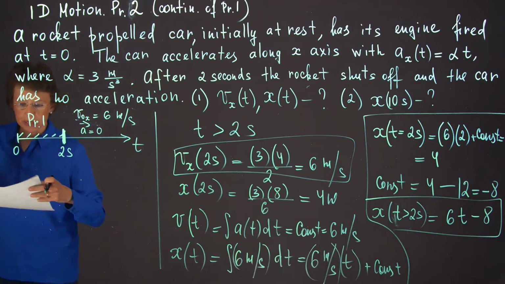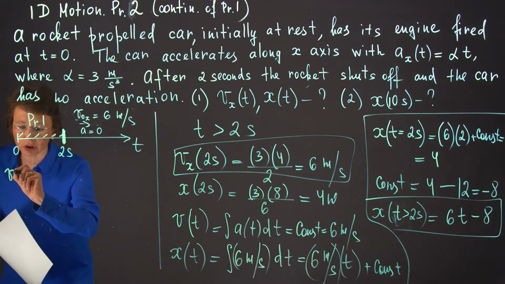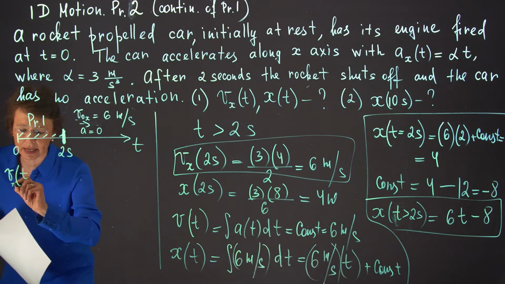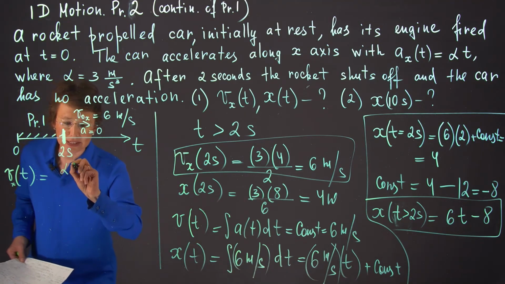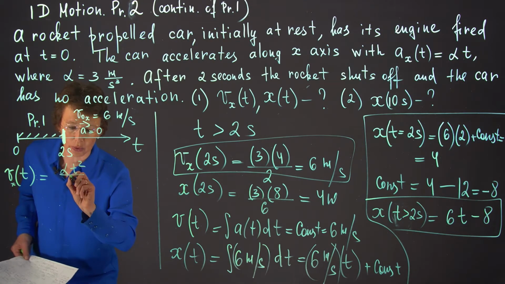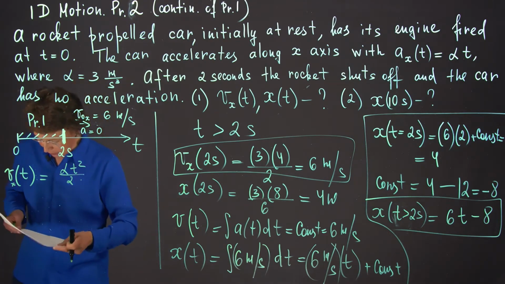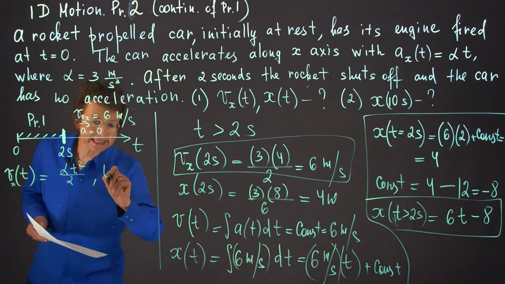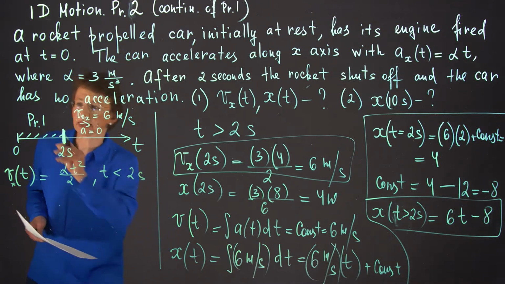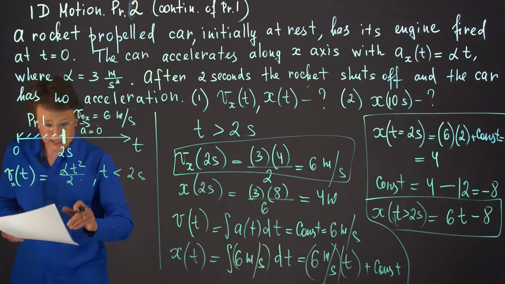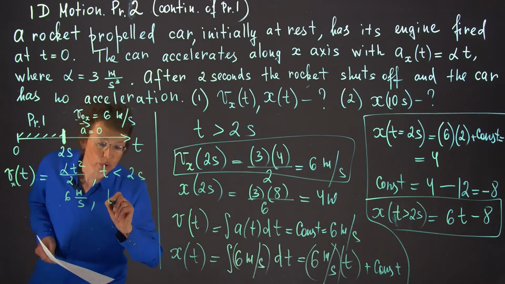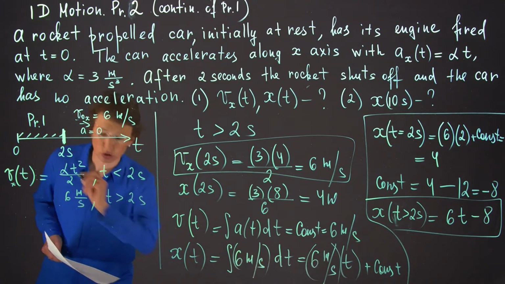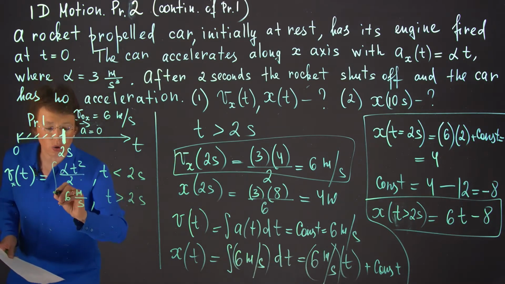We know that the velocity Vx as a function of time is equal to alpha t squared over 2 when we have t less than 2 seconds here, and it is equal to 6 meters per second when t is greater than 2 seconds. This is our velocity.